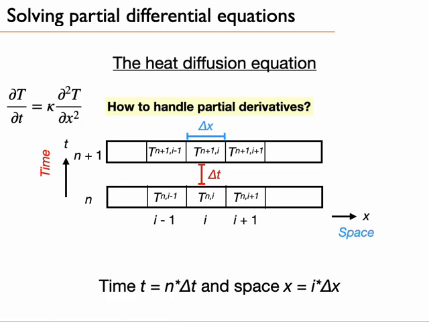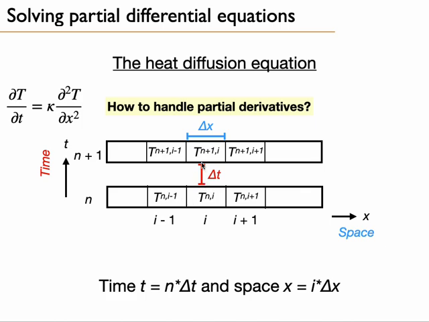Now, let's think about one index i and one index n. So we know the temperature T at index n, this is the current time, and at a position i. So we have a neighbor to the right. It's T at the same time index n, but this is index i plus 1. To the left, the neighbor here is T at time index n, space index i minus 1.